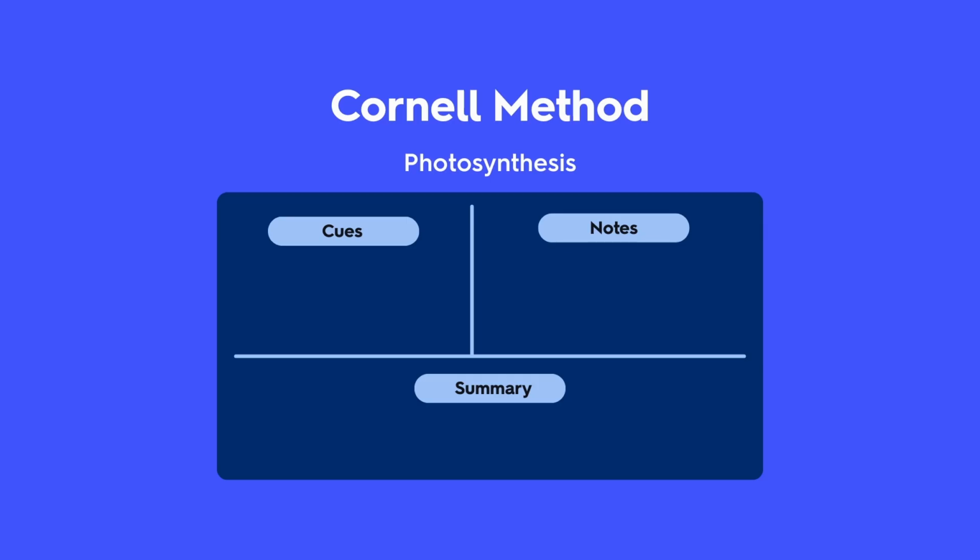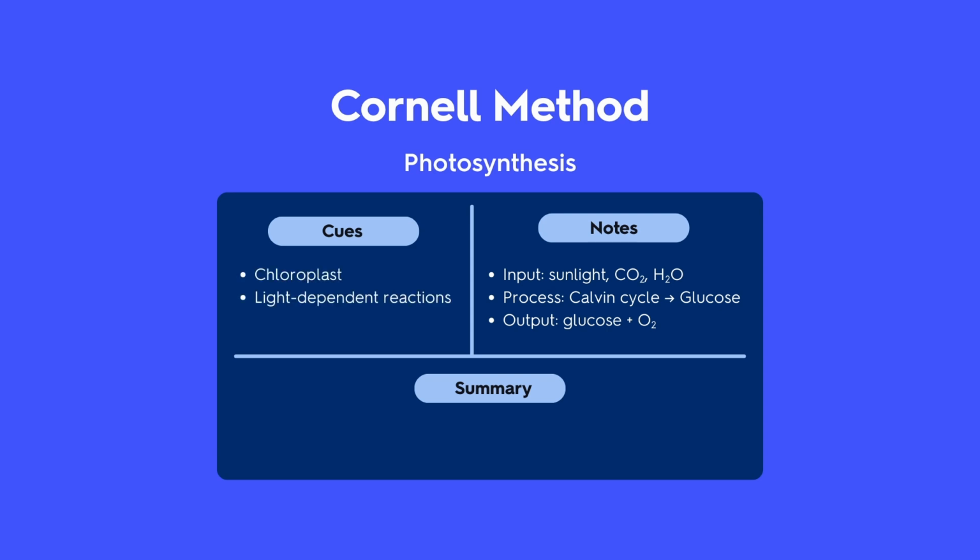During class, write brief phrases in the notes column. For a topic like photosynthesis, that might include input, process, and output. After class, go back and add cues in the left column. These could be guiding questions or key terms such as chloroplast or light-dependent reactions.